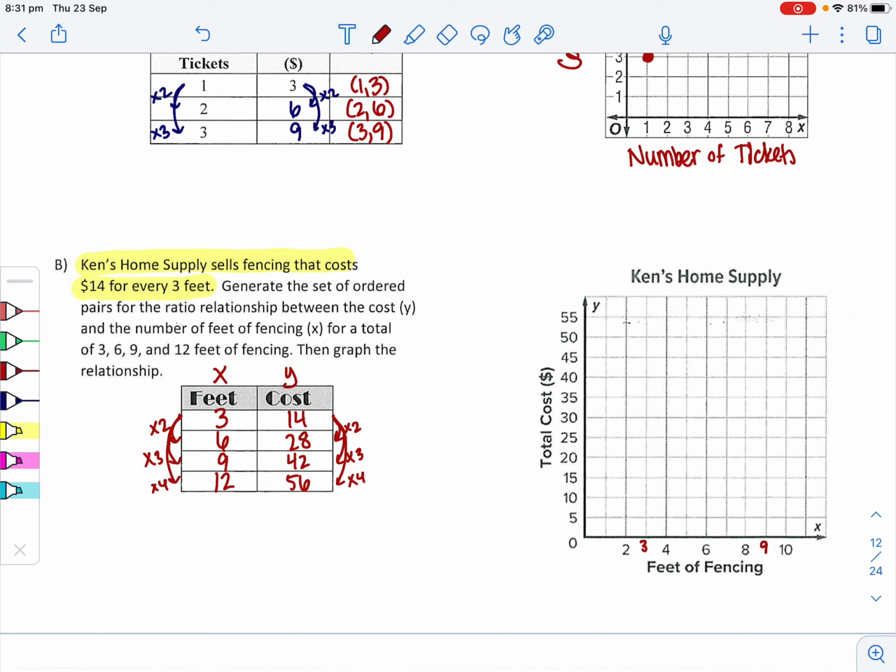So for 3, 14, I'm going to put it right below 15 right there. For 6, 28, we're going to be just below 30 in that 28 spot. 9, I'm going to go up to 42, so just past 40. And then 12, I'm going to go up to 56, which is just past 55.